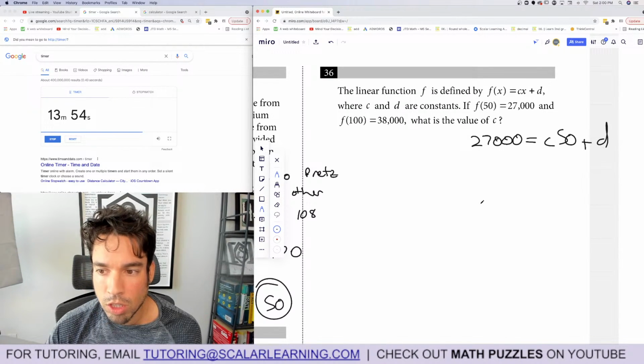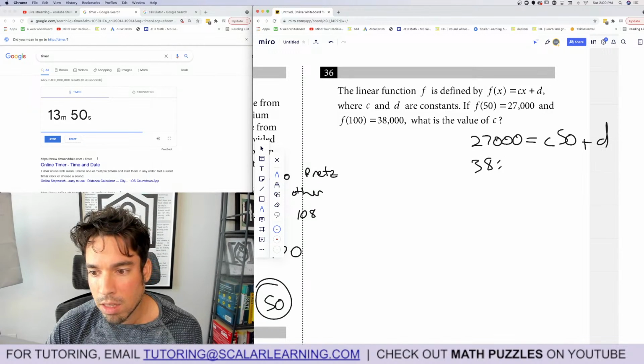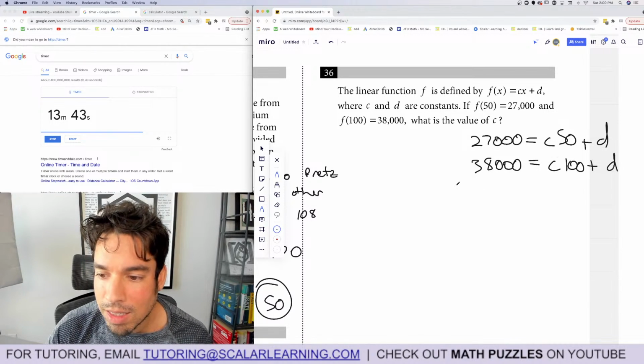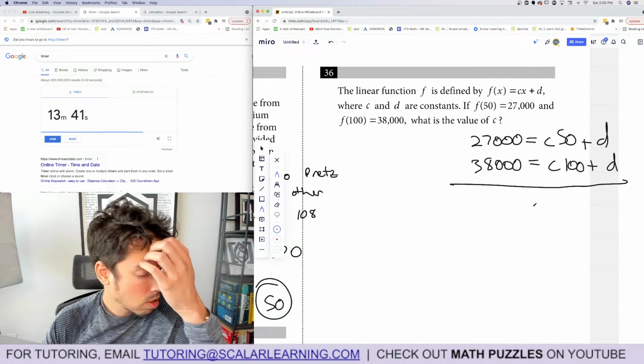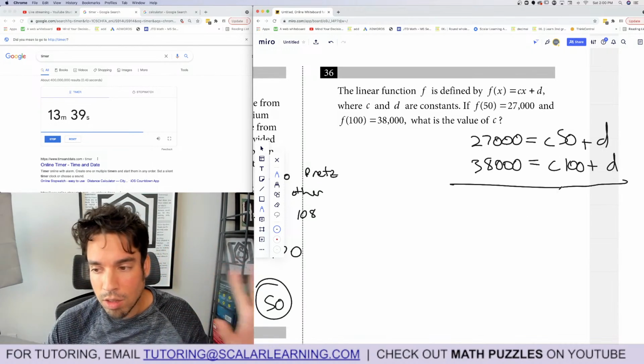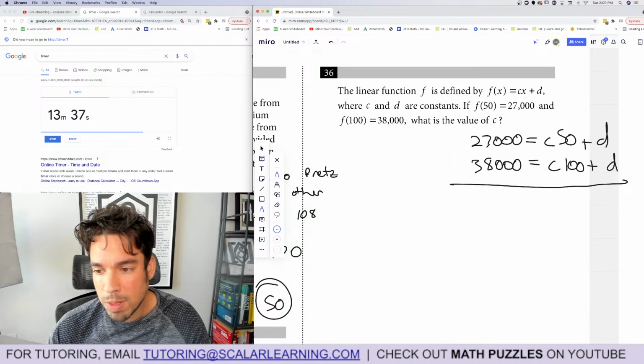Oh, it's a system of equations. System and function notation hybrid. This is 38,000 equals c times 100 plus d. What is the value of c? Look how nice this is set up. As long as you just plug in and take a second and look around, you're like, oh, the work is done for me. Because now I just negate.